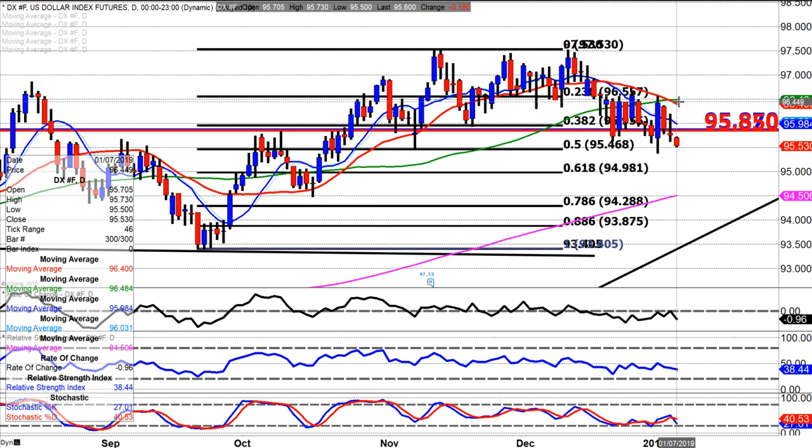Let's see what we do at, as I said, last week's lows of 95.37. Personally, I think we go lower. I think this step is about to break, and that we head down to 94.98, and I can even see it down to 94.28, with our 200-day moving average coming in at 94.50. So that's where I think we're heading, that 94.50, 94.28 area.